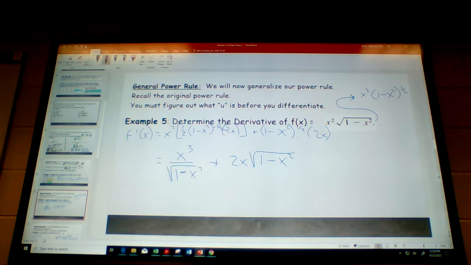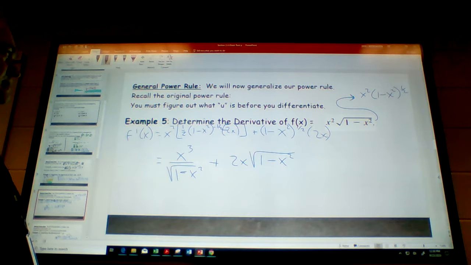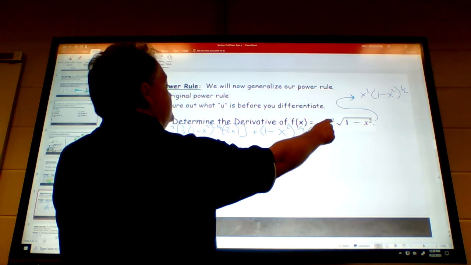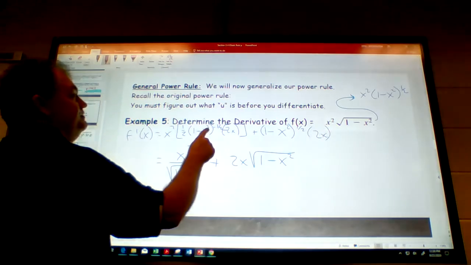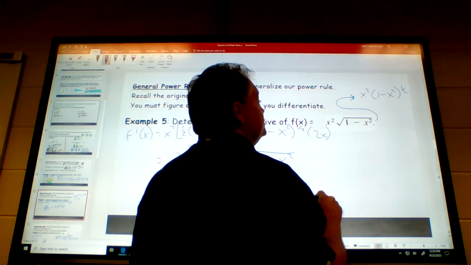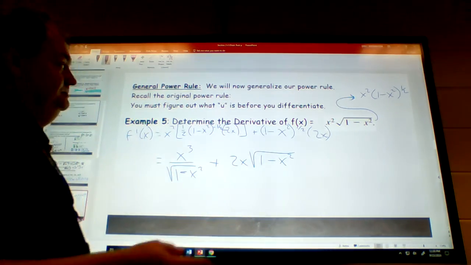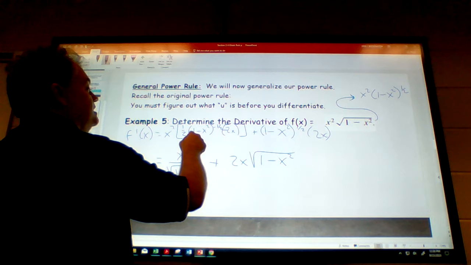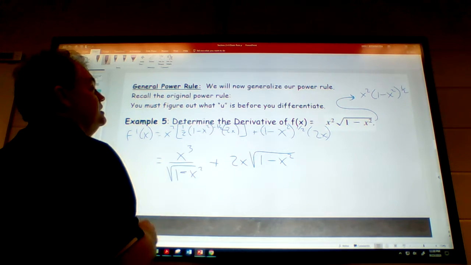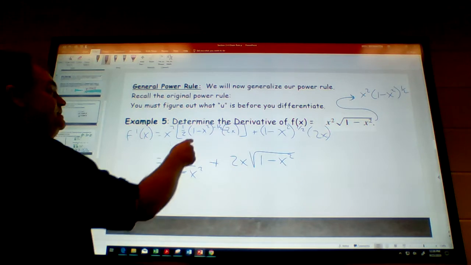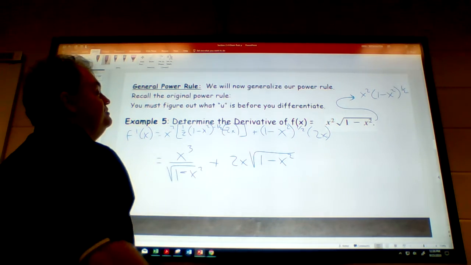Now, for this one here, I went ahead and used the product rule. I had to use the product rule because we got two parts. So the first times the derivative of the second. Now, the derivative of the second, remember, 1 minus x squared is 1 minus x squared to the 1 half. So I differentiated the 1 half. I got 1 half times 1 minus x squared to the negative 1 half power. And then I got to differentiate what's inside, which is negative 2x.